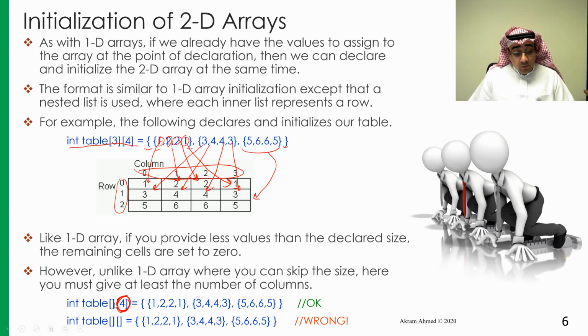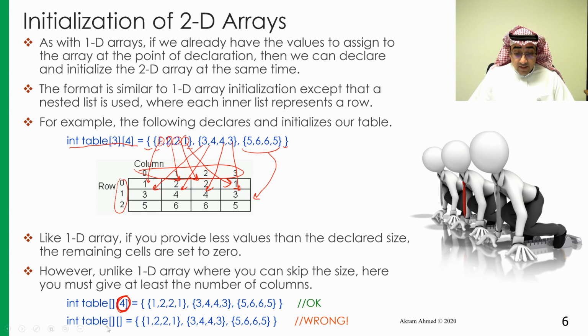So you can actually say that I don't want to show this. I'm not going to give you this one, but I'm going to give you the other one, the second dimension. And this will be okay because these are 3 rows and each row has 4 columns, okay? And the compiler is going to count how many rows there are and automatically assign this value.